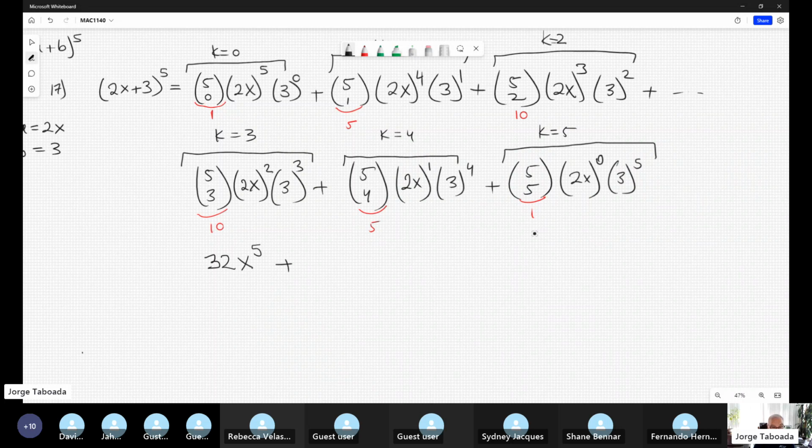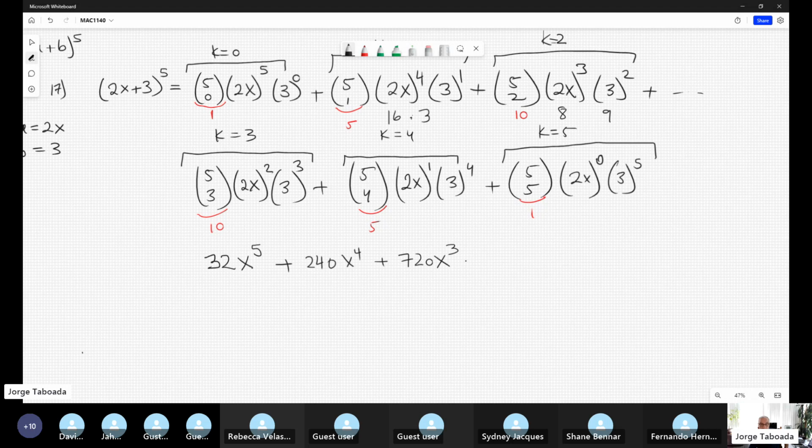Plus something. The combinatorial number 5 choose 1 is 5, and 2 to the 4 is 16, times 3. Putting it together, 5 times 16 is 80, times 3 is 240. That's 240x to the 4th power. Plus 10, and 2 cubed is 8, and 3 squared is 9. 8 times 9 is 72, and times 10 is 720.